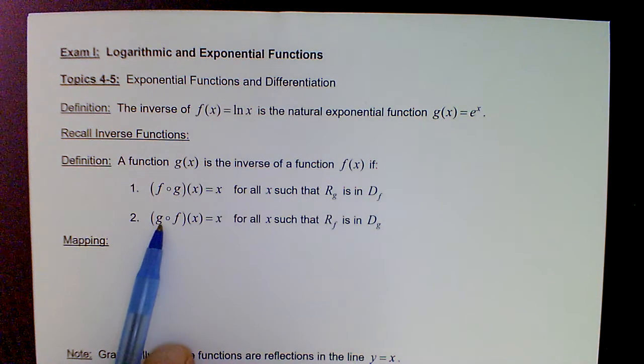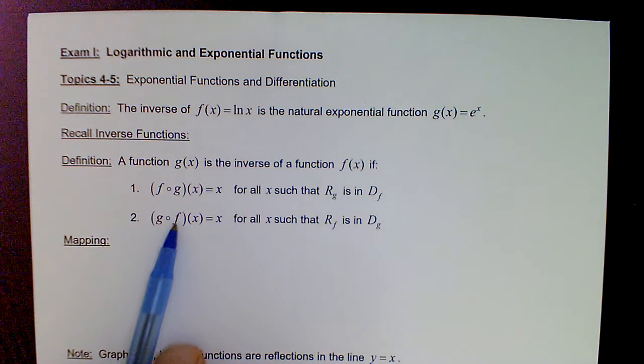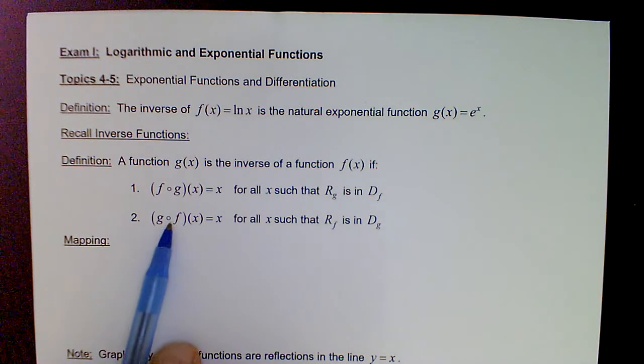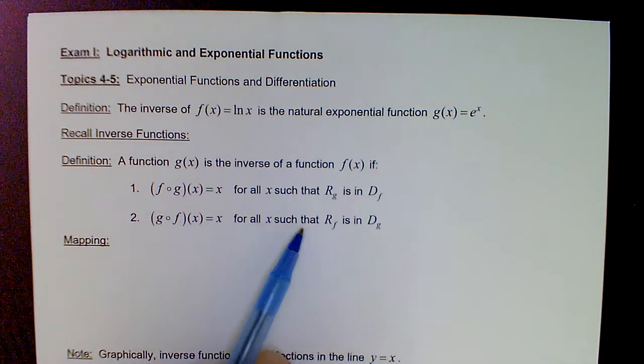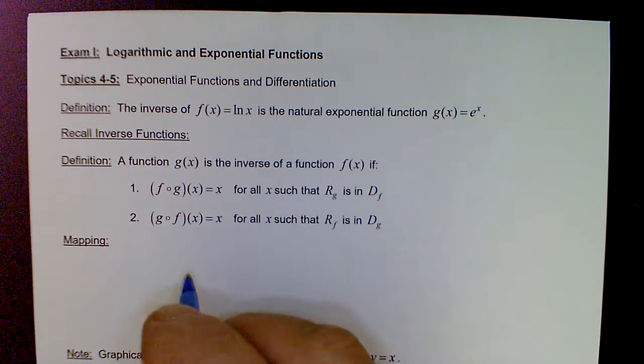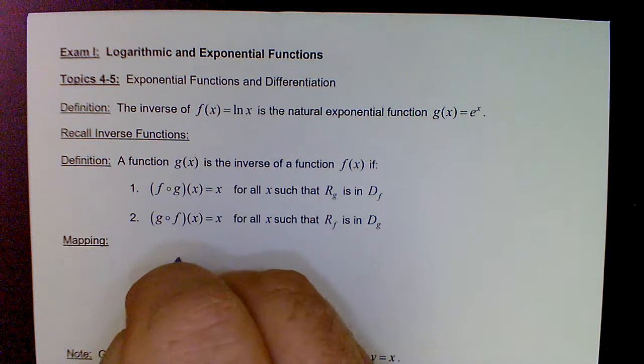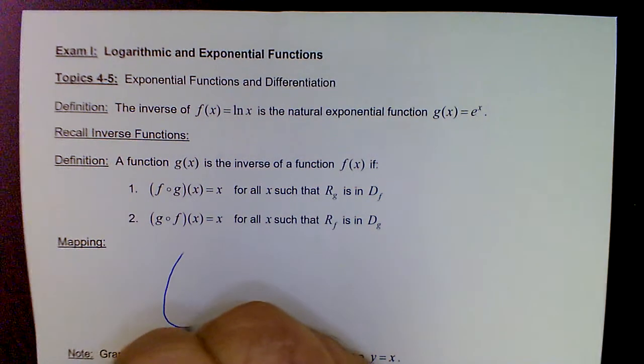And then similarly, the reverse of that has to be true. The composition of g with f, or g composed with f of x, must also equal x, and we have a restriction there. A lot of times in mathematics we'll use a mapping to picture some abstract concepts.